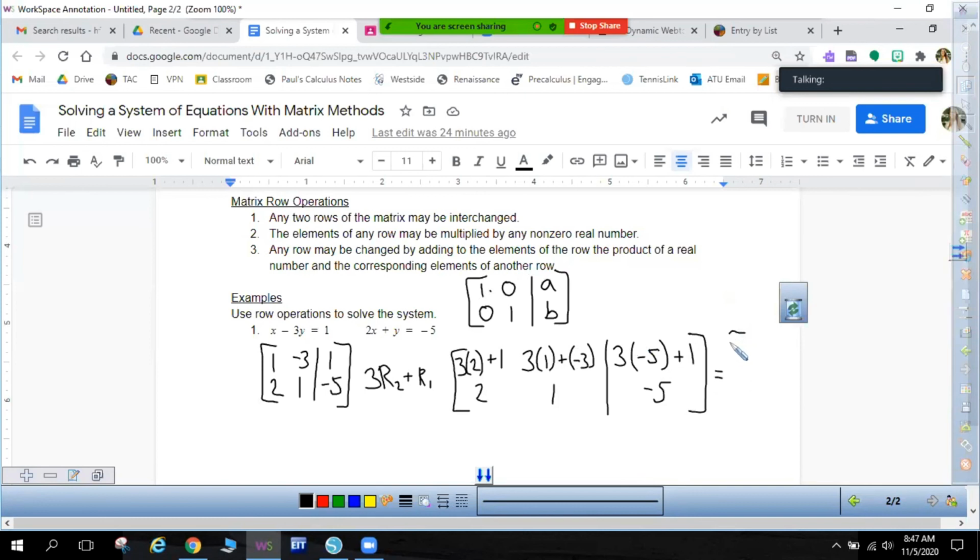Okay, so let's do this math that we wrote in the first row. 3 times 2 is 6, plus 1 is 7. 3 times 1 is 3, plus -3 is 0. 3 times -5 is -15, plus 1 is -14. Our second row didn't change. 2, 1, -5.